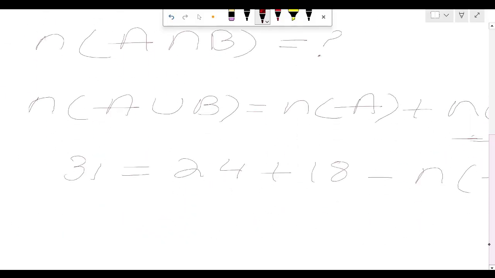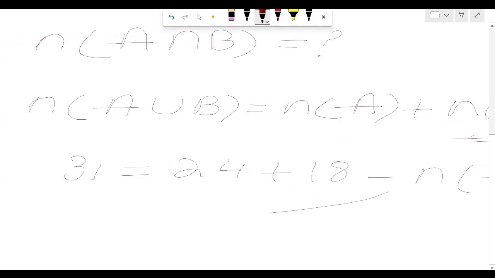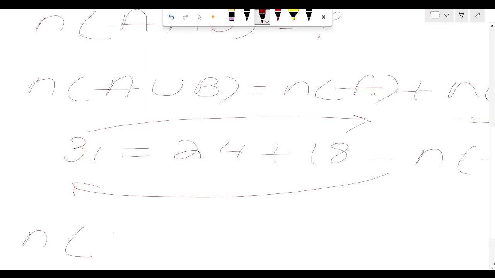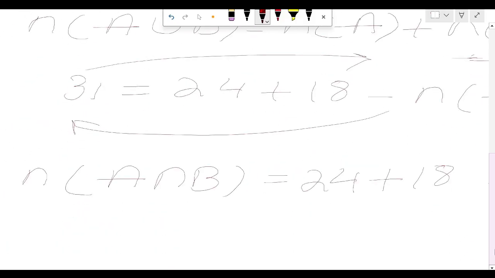So when we add 24 with 18, we get 42, and n of A intersection B is in the negative. We will move this to the left side, and because of this, 31 will come to the right side. So this means that n of A intersection B is equal to 24 plus 18 subtracted from 31. So if 24 is added with 18 and then subtracted from 31, the answer will be 11. So number of A intersection B is 11.